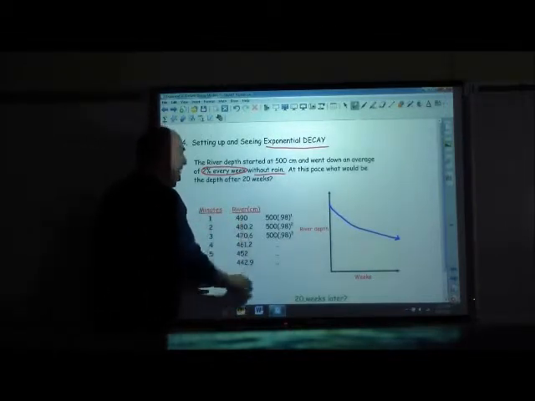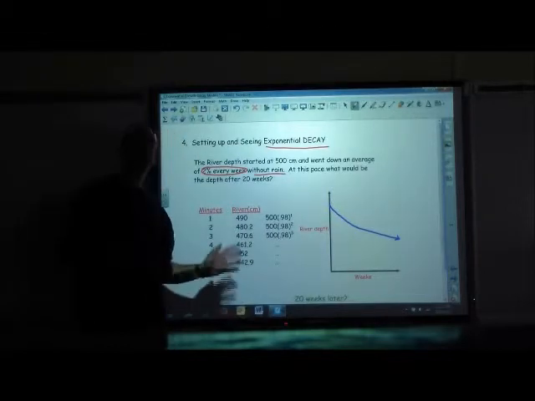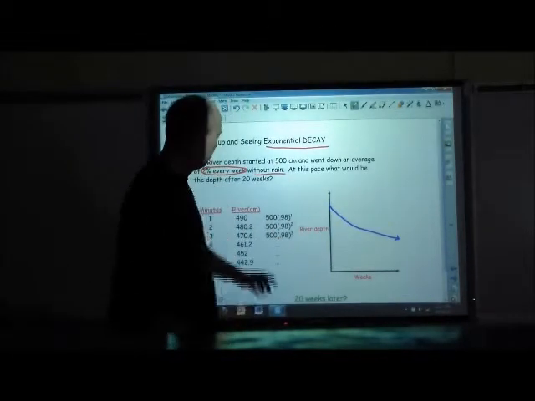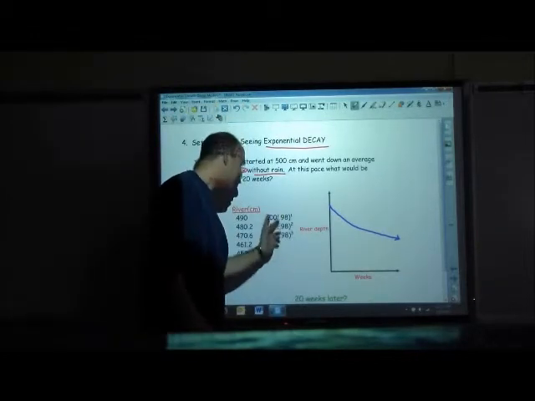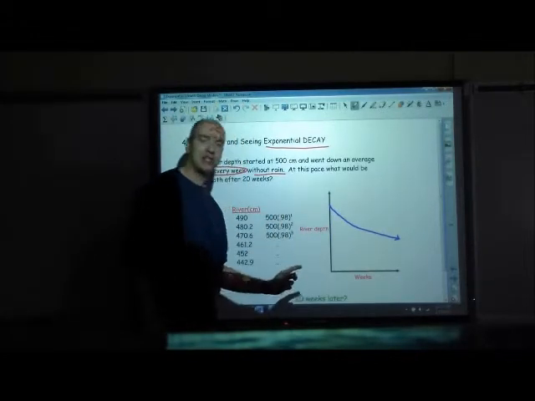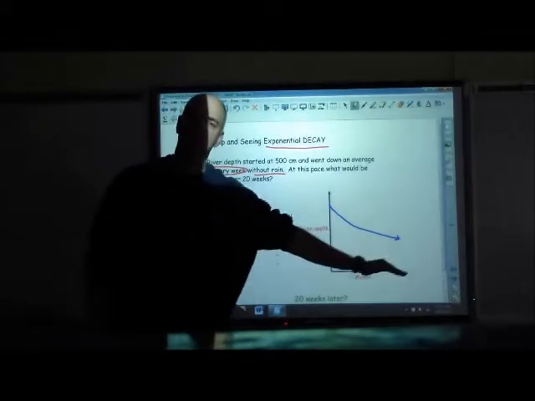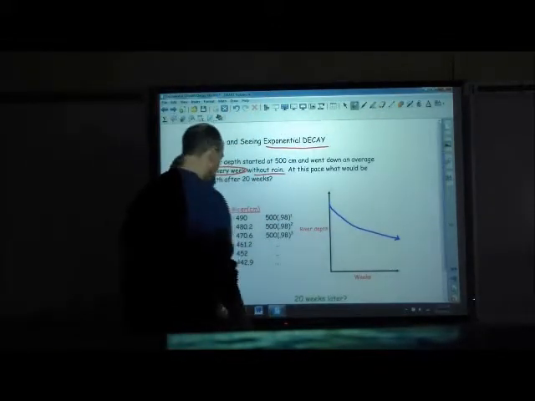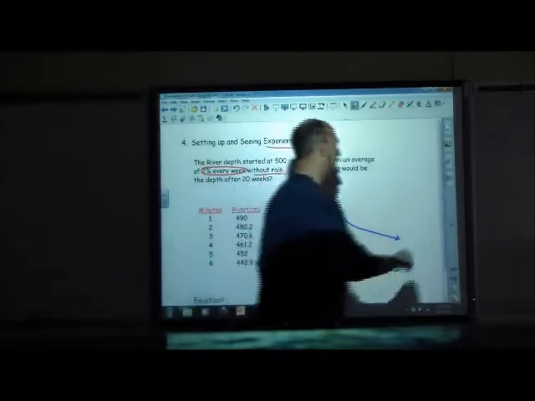Certainly don't expect you to have to set up a table. But if you see a table and they say, what's going on? Is this exponential growth or decay? Look at the factor that you're taking and multiplying with. If it's less than 1, you're decaying something down. If it's bigger than 1, you're growing it up. So this is an exponential decay problem.